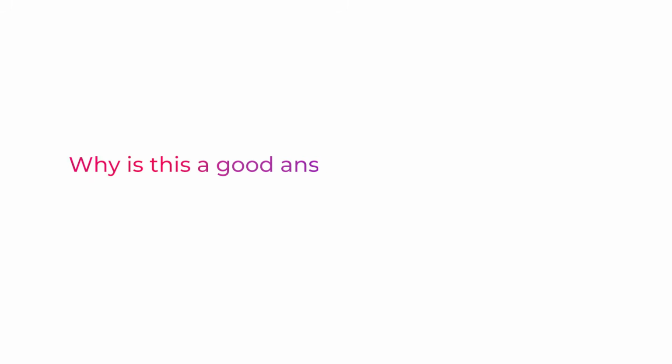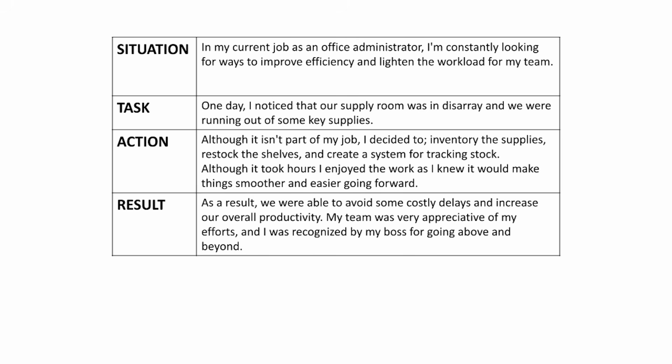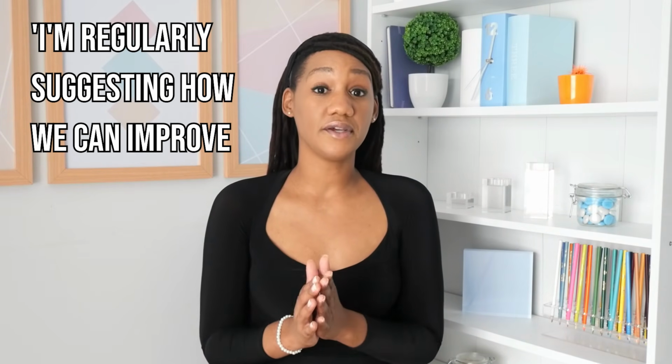So why is this a good answer and how can I use it? We can see here how this fits the STAR method. There's a theme in this answer of continuous improvement. Here where it states always looking for ways to improve efficiency and lighten the workload. In your answer, when talking about going above and beyond, the element of continuous improvement is key, and you can include this in your answer. So for example, I'm regularly suggesting how we can improve customer service. That could be the kind of thing that you could include. It shows that going above and beyond is part of your natural character.